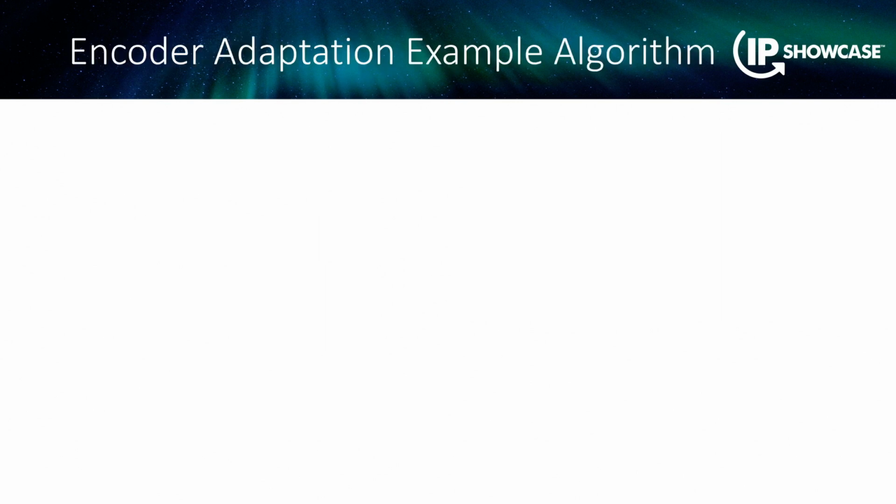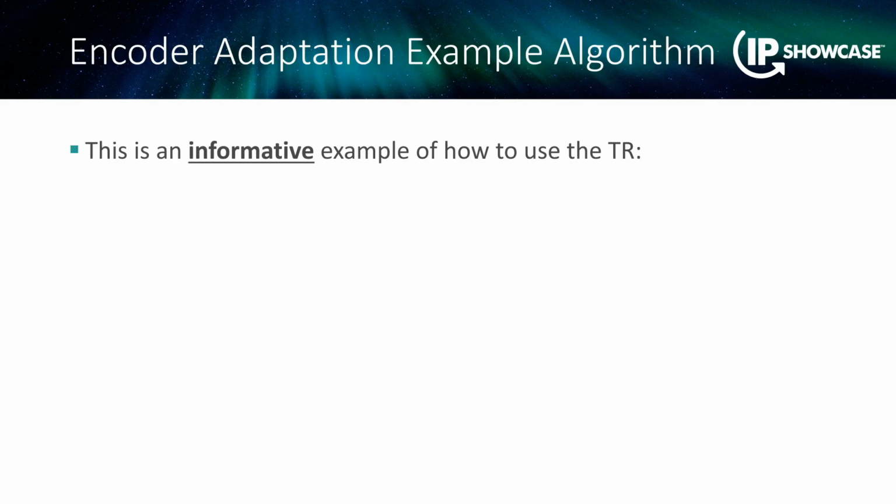All right. Encoder rate adaptation algorithm. This is to change the encoder bit rate. This is an informative example. So the TR tells you, you could do it this way, but you don't have to do it this way. The information is there, you do whatever you want.